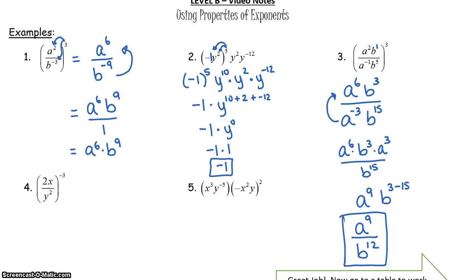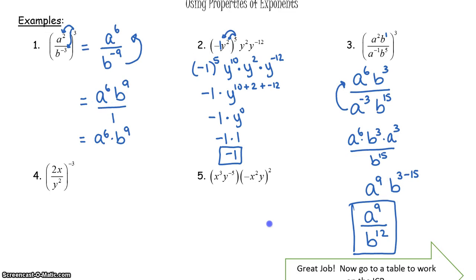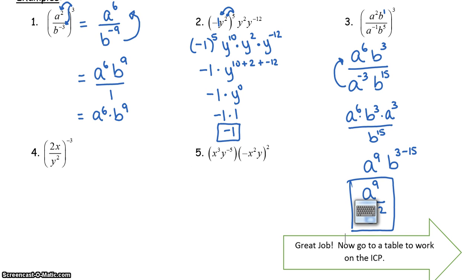Alright, let's go on to number 4. So we once again have an exponent outside, so we're going to distribute the exponent: 2 to the negative 3 power, x to the negative 3 power, y to the negative 6 power, because once again we're doing 2 times negative 3. All of them have negative exponents, so we're going to go ahead and move their locations.